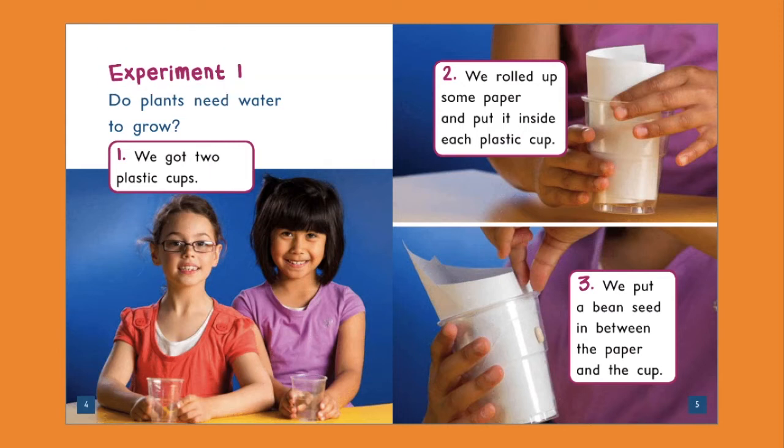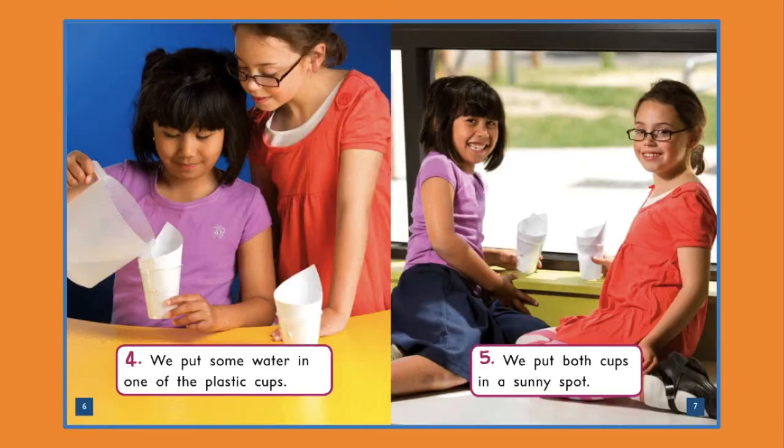Experiment 1. Do plants need water to grow? 1. We got 2 plastic cups. 2. We rolled up some paper and put it inside each plastic cup. 3. We put a bean seed in between the paper and the cup. 4. We put some water in one of the plastic cups. 5. We put both cups in a sunny spot.